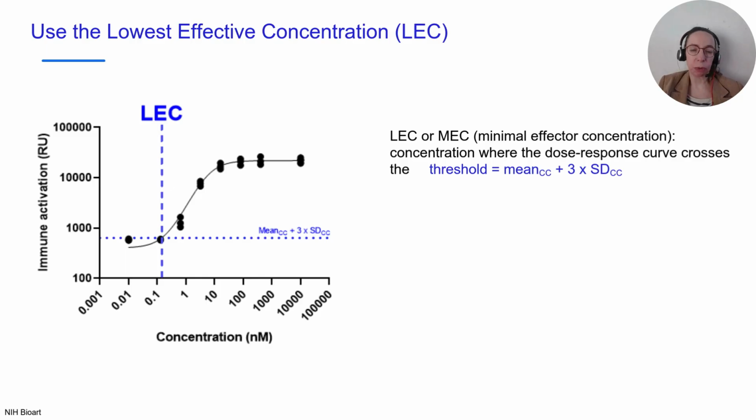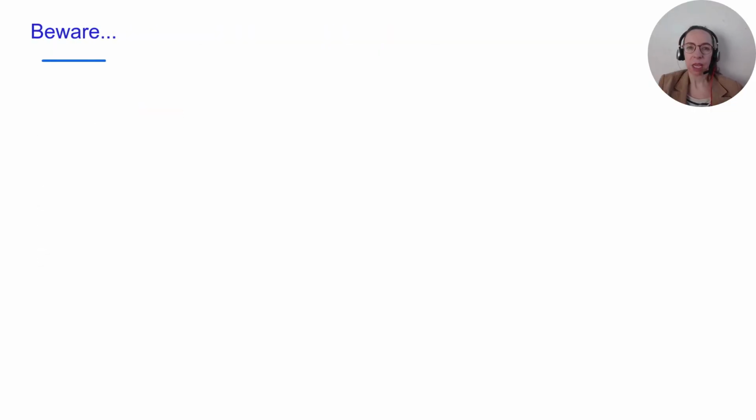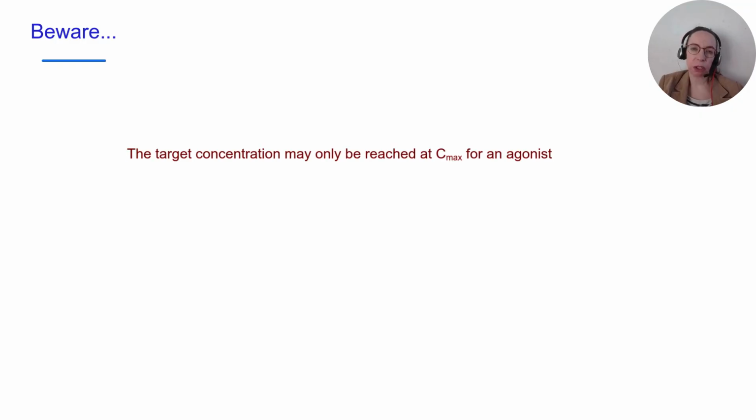As for receptor occupancy, it is essential to have a good knowledge of the relationship between the in vitro assay and the desired clinical effect. Two attention points here. The first one is that the target concentration may only be reached at Cmax for an agonist, so it may not always be necessary that the concentration in the target tissue is higher than the target concentration. In other words, the target concentration only needs to be reached at Cmax.